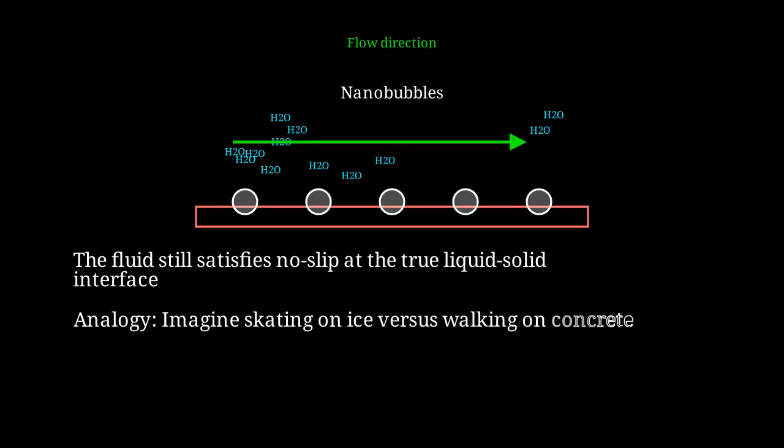Here's an analogy. Imagine you're skating on ice versus walking on concrete. On ice, there's actually a thin layer of liquid water between your skate and the ice. You're not really sliding on solid ice. You're gliding on a liquid layer. Same principle here. Now let's look at a theoretical formula that predicts the slip length based on surface properties.